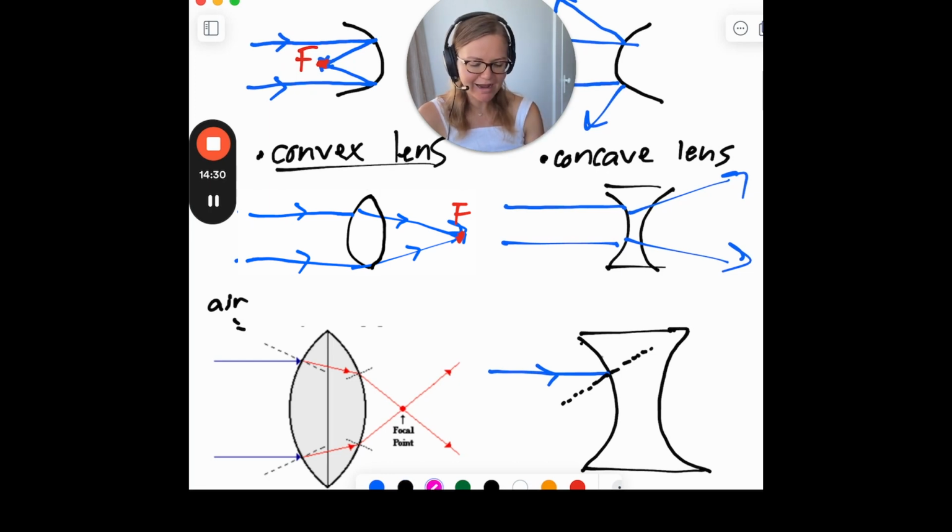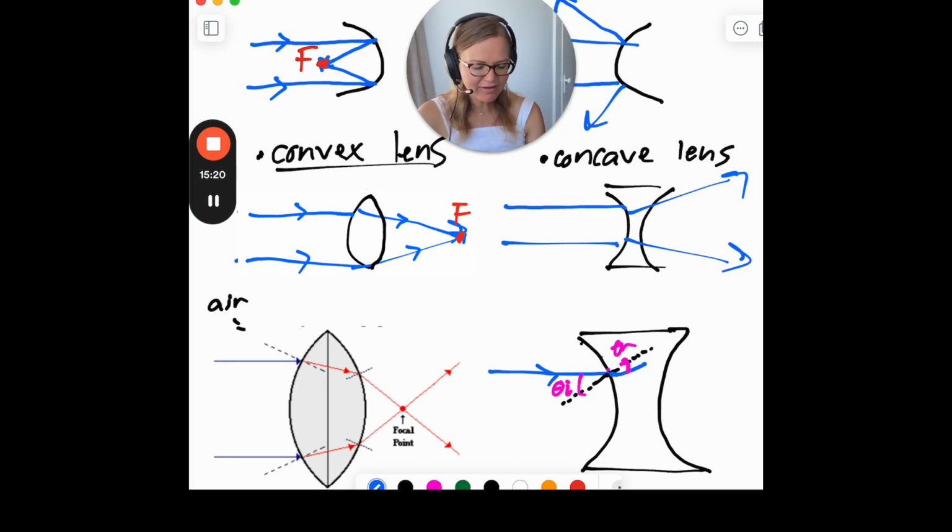So again, our incident angle is going to be here. We're going to bend going from lower density air into a higher optical density lens. So we're going to bend towards the normal. So our angle of refraction is going to be smaller than our angle of incidence. So again, it's going to get closer to our normal line here. So our angle of refraction is this here, theta R. And we know again that theta R is going to be less than our theta I.